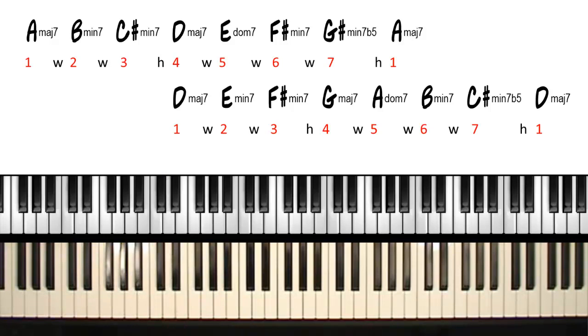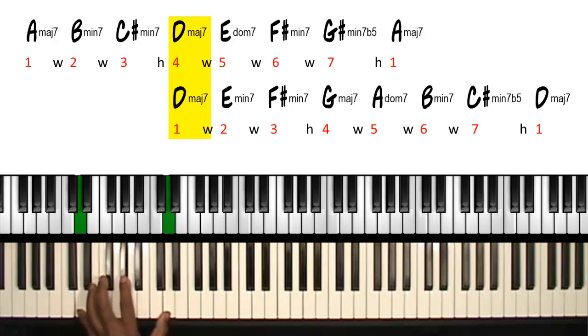In the key of D, it's a 3 going down, moving chromatically. So in one case, the 4, which is D, is the target chord. In the other case, the 1, which is D, is the target chord.